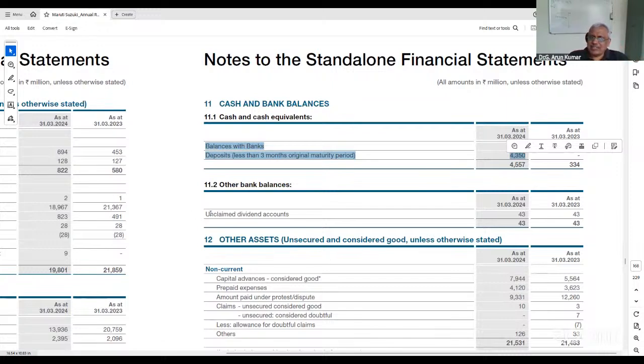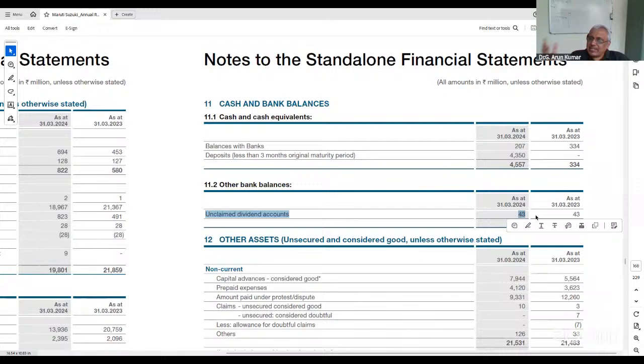The other bank balance, unclaimed dividend. I've declared a dividend, but it's all done through NEFT and transfers. They just transfer directly to the bank. But imagine somebody has closed the bank account or changed the bank account and not informed us, or has provided a wrong account number or whatever. Then the dividend I am depositing becomes unclaimed in the process.